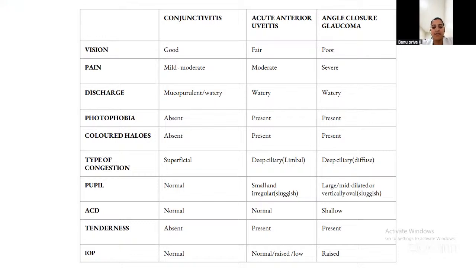Then ACD, the anterior chamber depth, will be normal in both anterior uveitis and conjunctivitis, but it would be shallow in angle closure glaucoma. Then comes tenderness. Tenderness won't be there in conjunctivitis. In the other two cases, it will be there. And IOP will be normal in conjunctivitis, in uveitis it could be normal or raised, but in angle closure glaucoma it is always raised. Right?